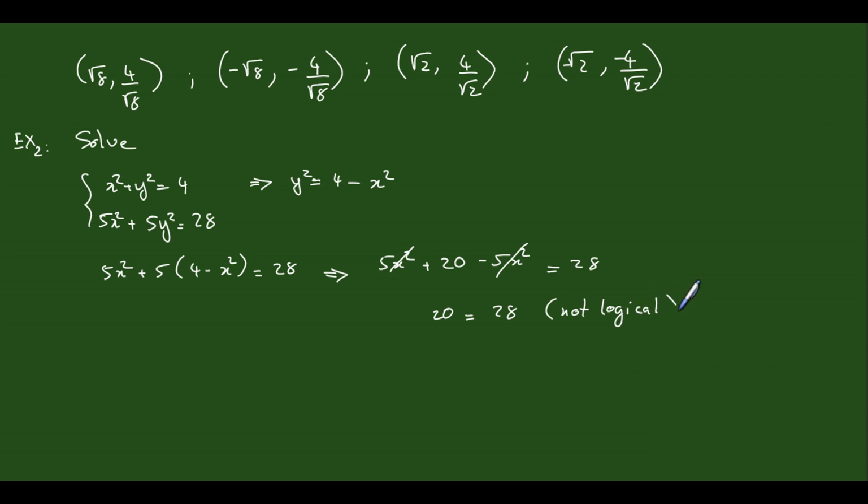If you have a wrong statement like that, then you can jump to the conclusion: this is no solution. What does it mean when you say no solution? It means that these two curves never intersect each other. They never overlap each other. Okay, so that's the second example.